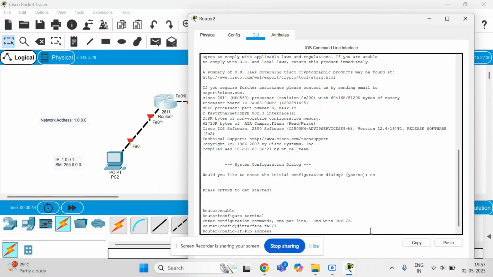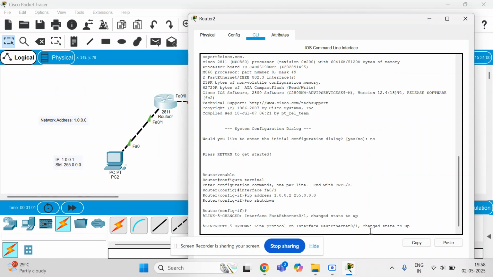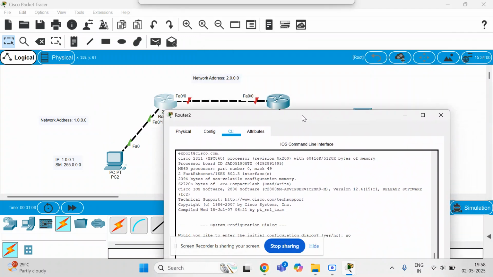IP address 1.0.0.2. Now I am using 2 because 1 I have given to the machine. This address also acts as the default gateway for the PC, right? No shutdown. This is configured up. Now I am configuring the second interface of the router, that is Fa0/0, which is connected to the second router.